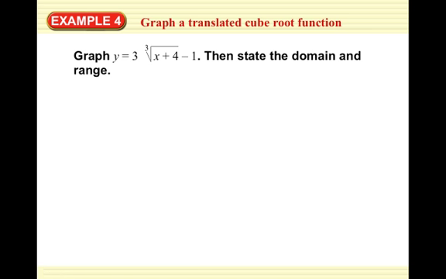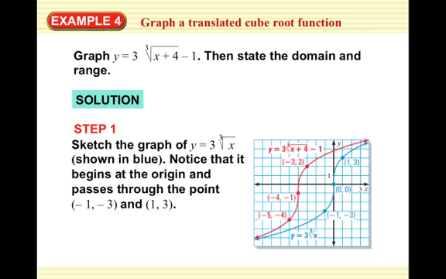All right, let's look at the graph of y equals 3 times the cube root of x plus 4 minus 1, and we're going to state the domain and range. So first thing we want to do is graph y equals 3 times the cube root of x, and so that's here in blue. Okay, so cube root of -1 is -1 times 3 is -3. Cube root of 0, 0 times 3 is 0. Cube root of 1 is 1 times 3 is 3. So here we have y equals 3 times the cube root of x.